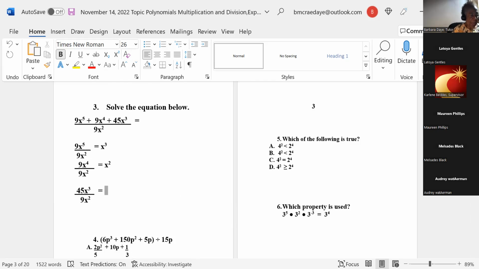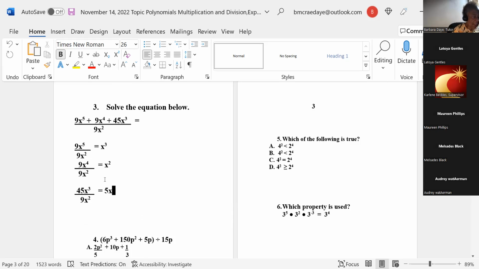45 divided by 9 is what? 5. Oh, shoot, Audrey, that's 5. Remember, you've got to divide your coefficient. 5 into 45 is 9. That's why I said 5. So it's 5x. And 3 minus 2 is 1, so that would be x. Put those together and you get your answer.